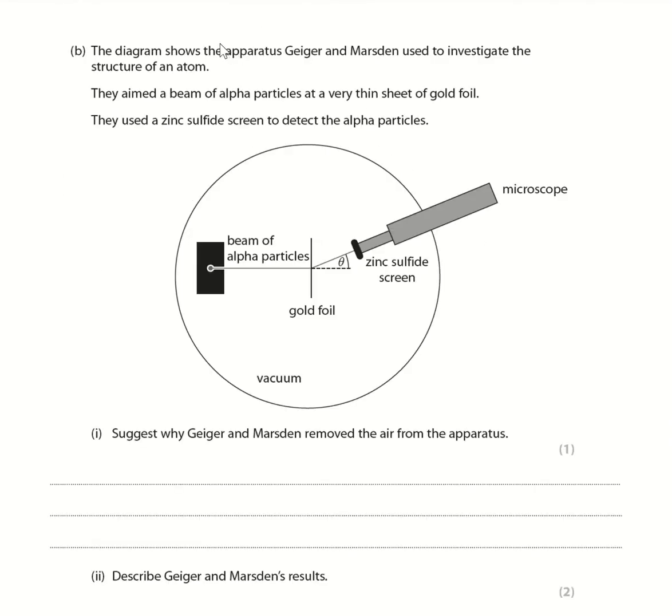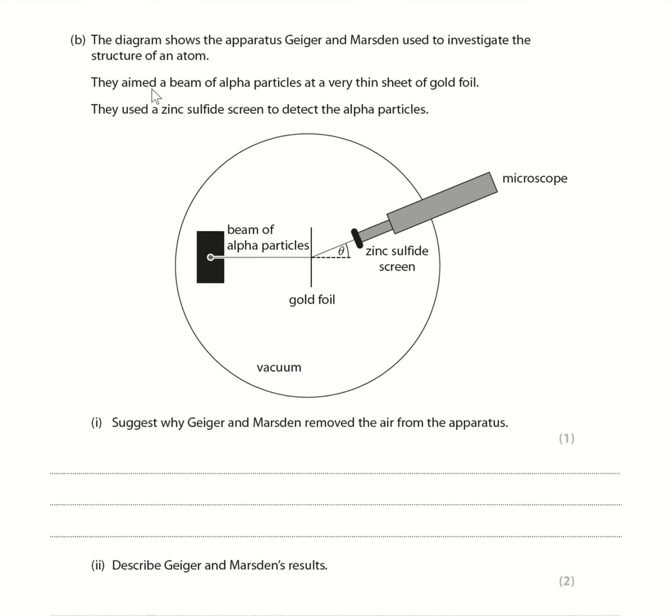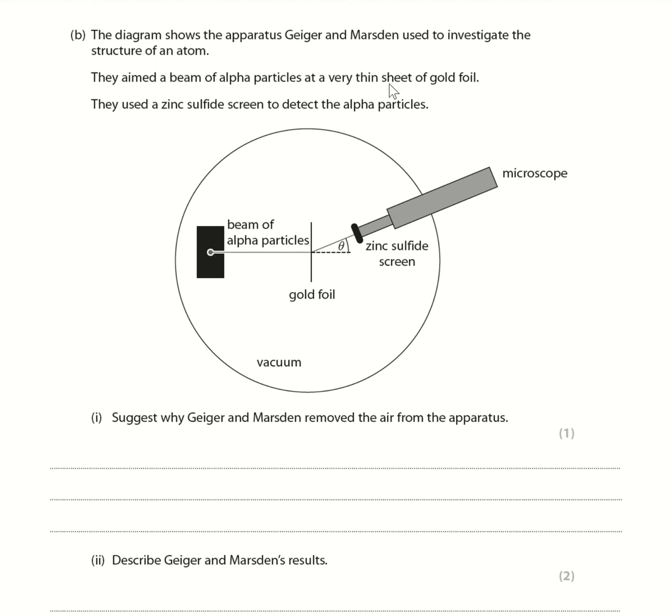The diagram shows the apparatus Geiger and Marsden used to investigate the structure of an atom. They aimed a beam of alpha particles at a very thin sheet of gold foil. They used a zinc sulfide screen to detect the alpha particles. So this is labeled: the gold foil, zinc sulfide screen, beam of alpha particles, and microscope.